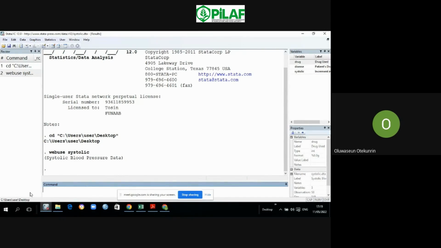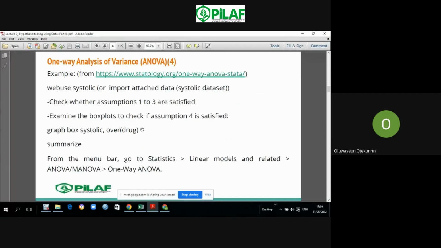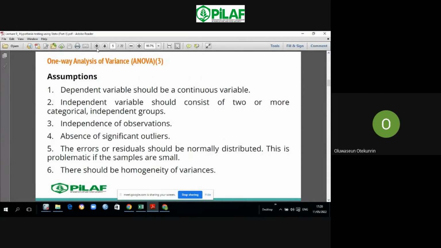So we try to check for those assumptions. For the first three assumptions, the first one says the dependent variable should be a continuous variable. That one is from your study design. From the design of your study, you will have recognized that your dependent variable is continuous in nature. So from that data set, that's systolic. Systolic is our dependent variable because it's continuous in nature. Systolic blood pressure.